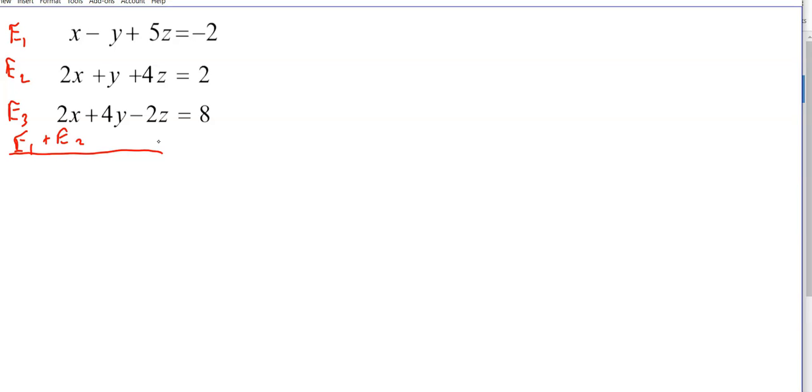Sometimes I'll do this. Now that you're getting a little better at this, since I'm not doing any arithmetic, I'm just adding them, I'm just going to write the answer here. So I'm not going to show the problem. So x plus 2x is 3x. Y plus negative y is 0. 5 plus 4 is plus 9z. And negative 2 plus 2 is 0. So I've already got my first equation of the 2x2 there.